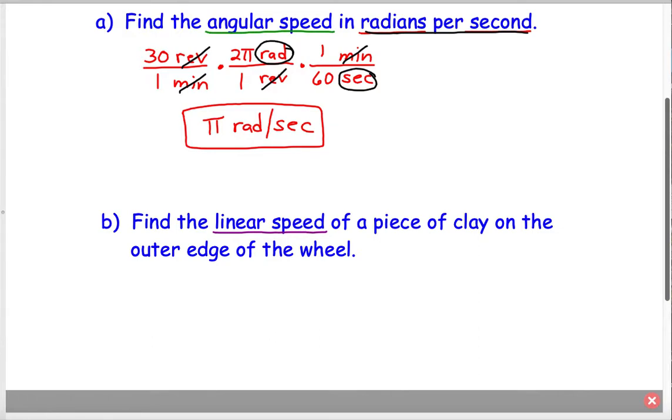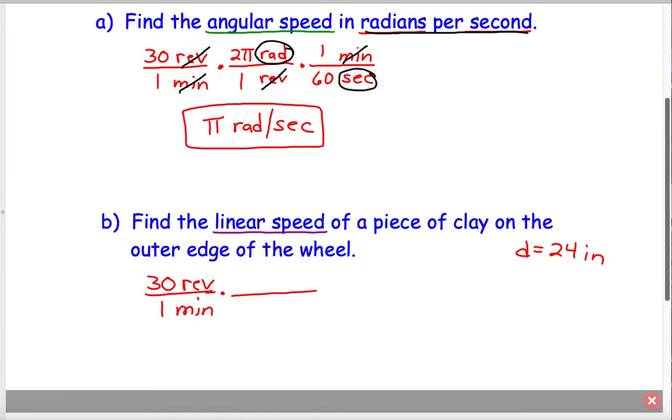Now the setup is exactly the same idea. We have 30 revolutions per 1 minute. Now they didn't tell us any units on this, but for linear speed, we know that it must be in something like feet or meters or centimeters or inches or yards or miles. And in the original problem, we know that the diameter was equal to 24 inches. So I'm going to convert to inches for now. And if I want to, I can change that later.